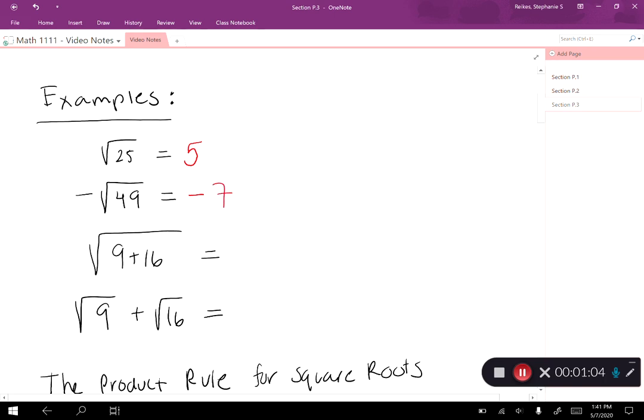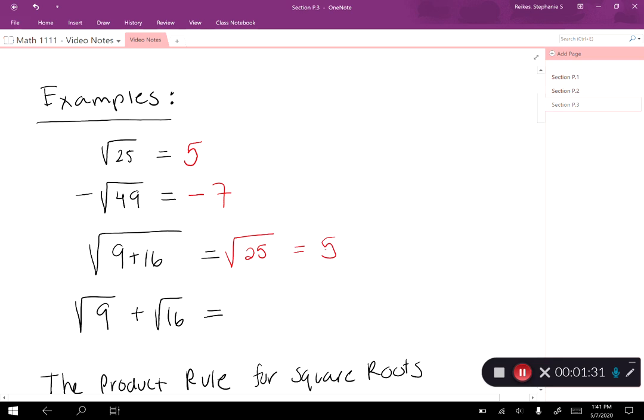Now let's take a look at the next one. I have a big square root symbol, 9 plus 16 inside the square root. So thinking about PEMDAS, whatever is happening inside the square root sign, I need to do that computation first. So 9 plus 16 is 25, and big square root sign around that. And then the square root of 25 we know is 5.